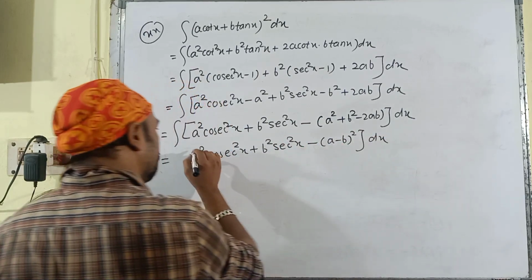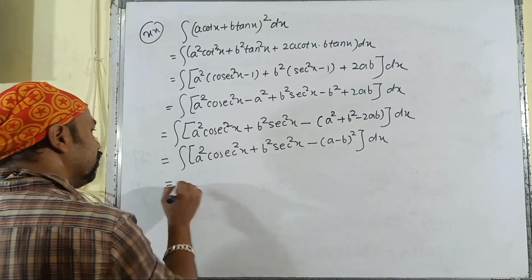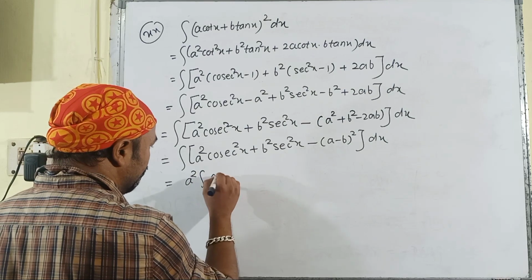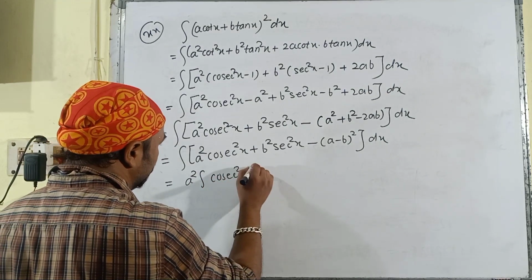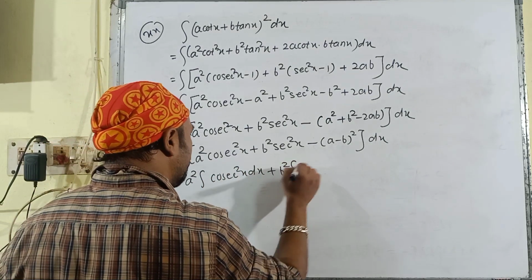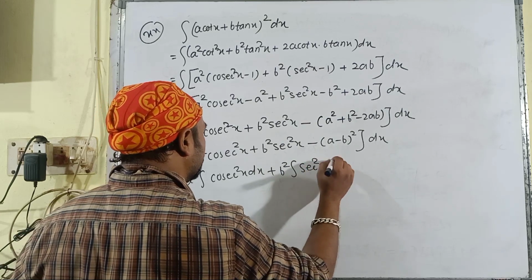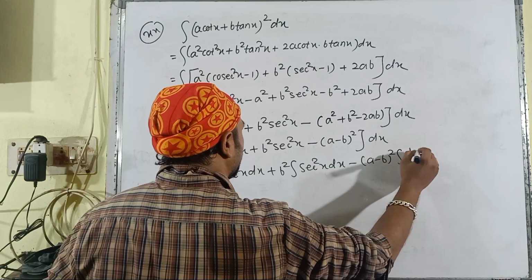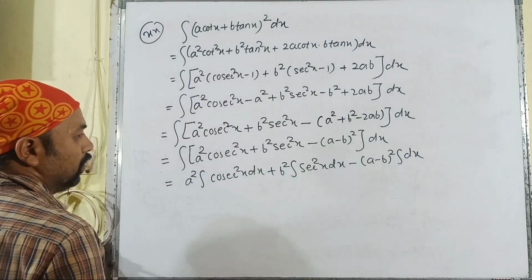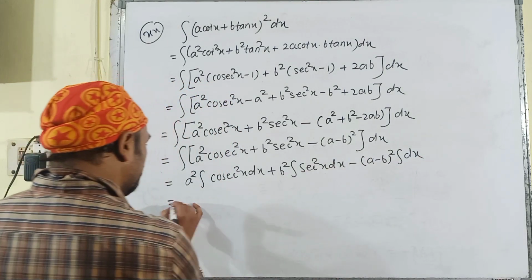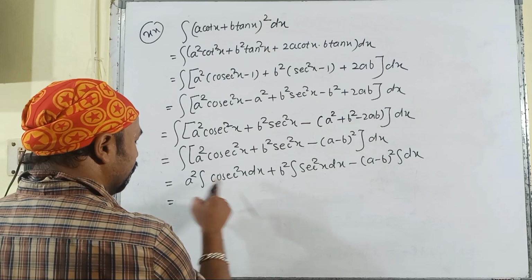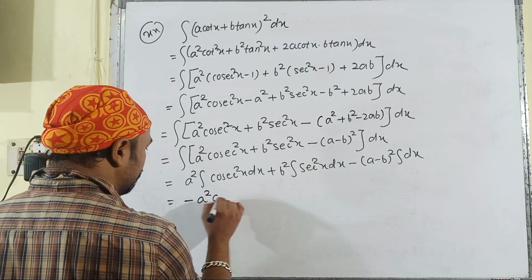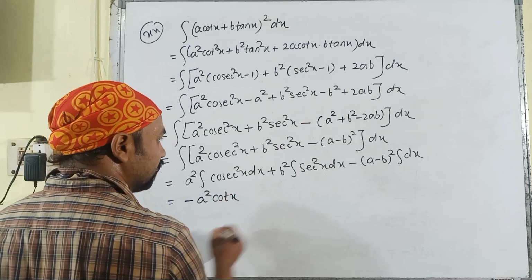Then applying the algebra of integration here, it will be in the form of a square multiplied with the integral of cosec square x dx plus b square multiplied with the integral of sec square x dx minus whole square of a minus b multiplied with the integral of dx. Then the integral of cosec square x is minus cot x, so I can write down here minus a square cot x.